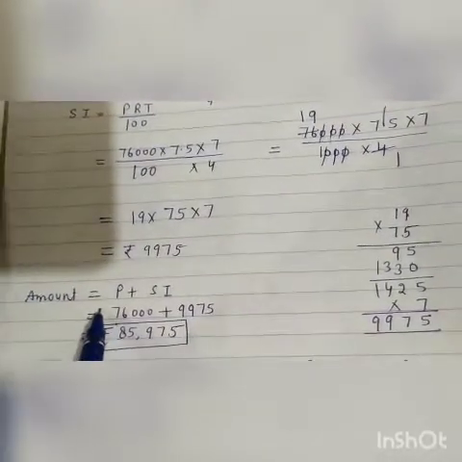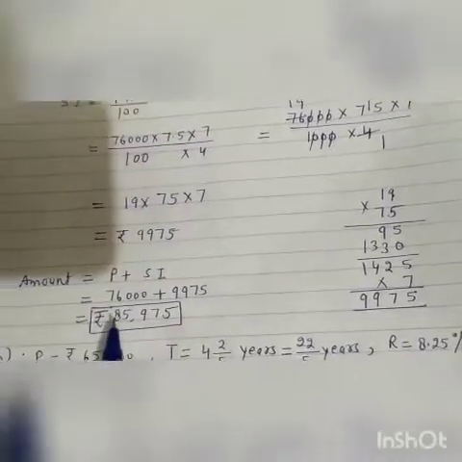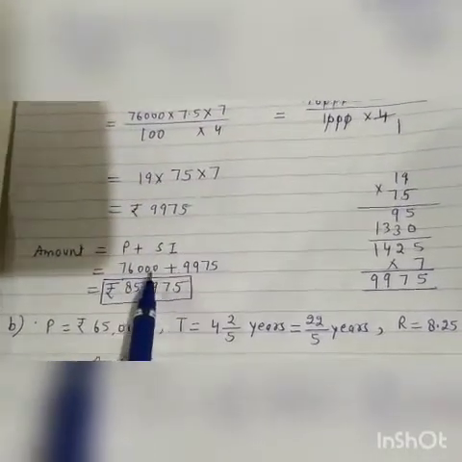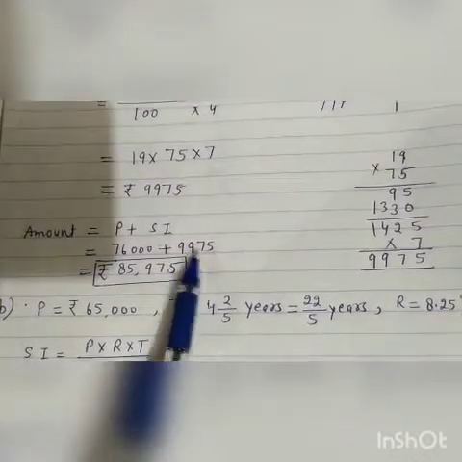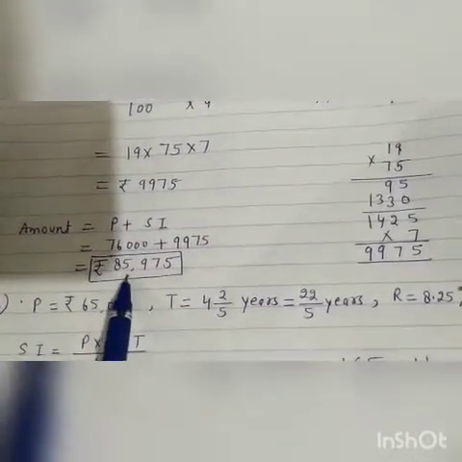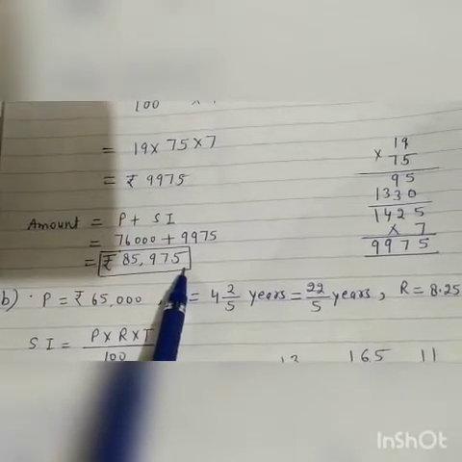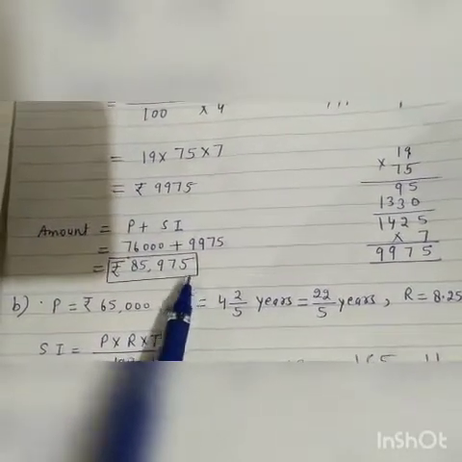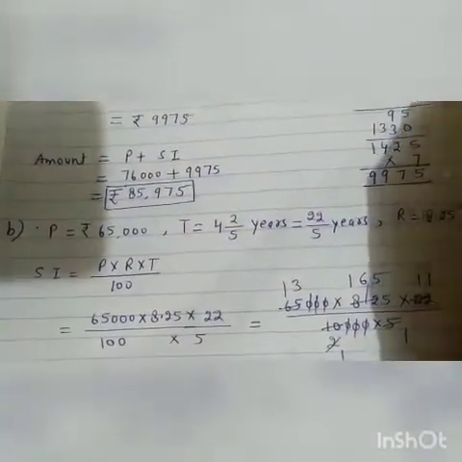Now amount is equal principal plus simple interest. So principal here is 76,000 plus simple interest 9,975. When we add these two numbers, we get 85,975 rupees. Clear?